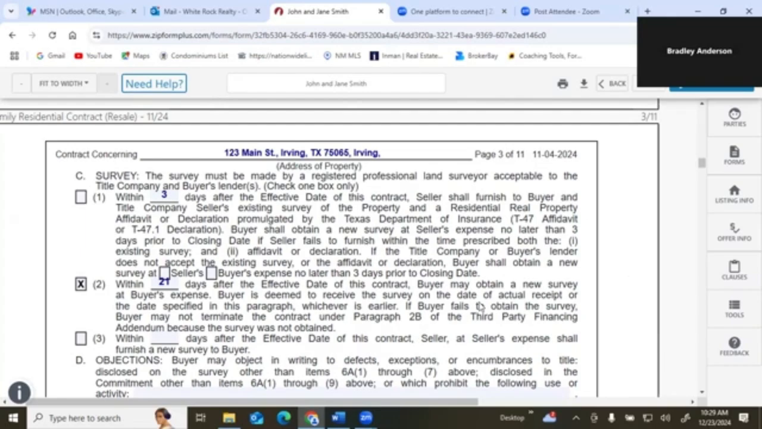Okay, and then the last option, within X amount of days of the effective date, the seller at seller's expense shall furnish a new survey to the buyer. So when would this happen? This might happen when, let's say the seller has lived in the property for 30 years, they lost the survey, or they've made improvements to the property, then they know they need a new survey and they've agreed to get one, but they need some time.